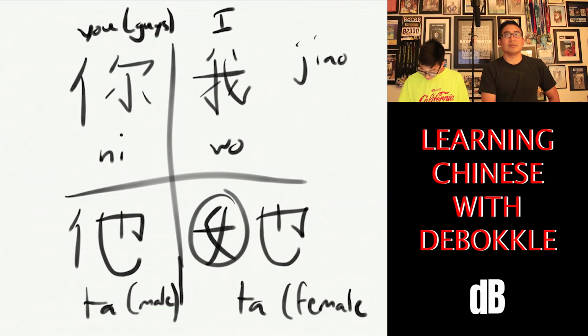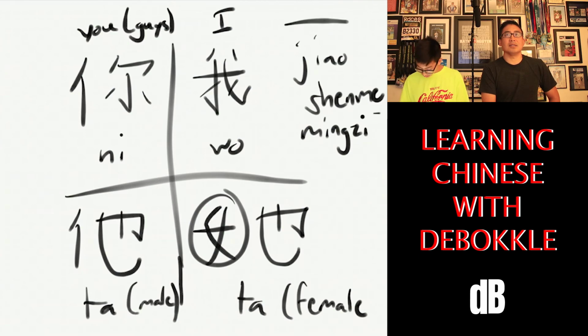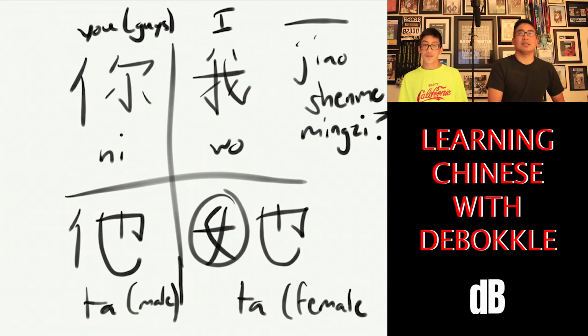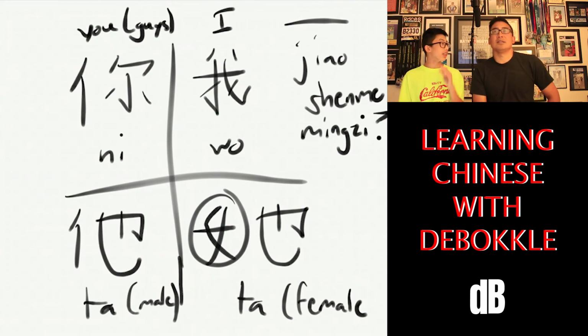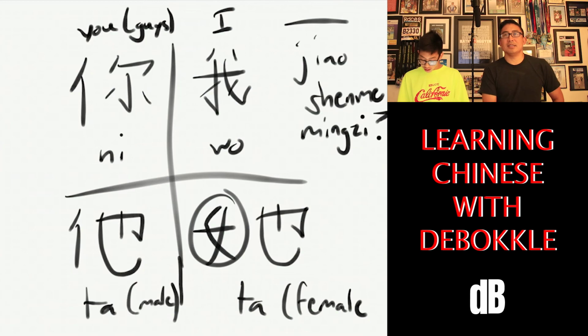jiao, ming, zi. You put it up here. Ni, jiao, shen, me, ming, zi. It's a question. It means, what is your name? Okay. And then you go, wo jiao, and then just say your name. Okay. Wo jiao Rob. Yeah.